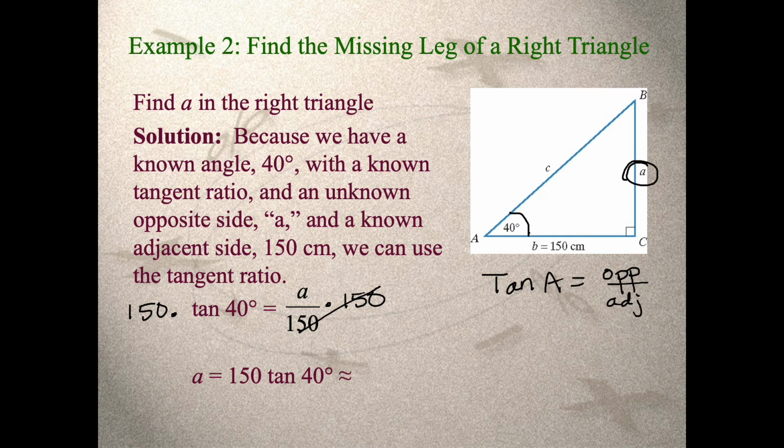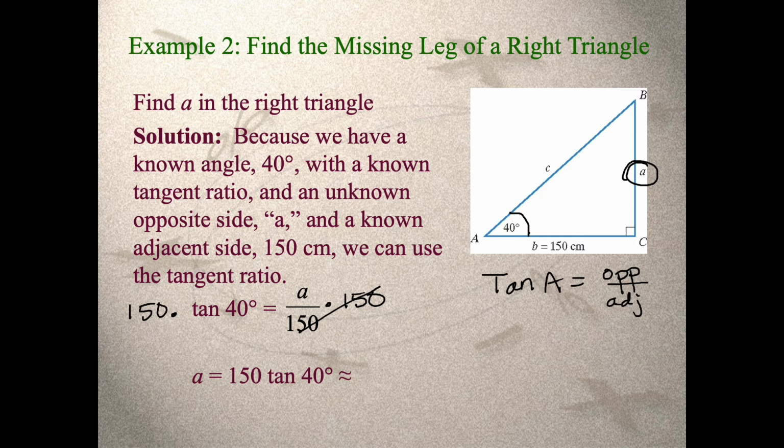Now that you've got an A by itself, now you can use your calculator to figure out an approximate answer for this. So in your calculator, you may have a scientific calculator or a graphing calculator, but either way, you should have a button on there that says TAN, T-A-N. So to put this into your calculator, first type the 150, then hit the TAN button and fill in the angle, which is 40, and hit equals.